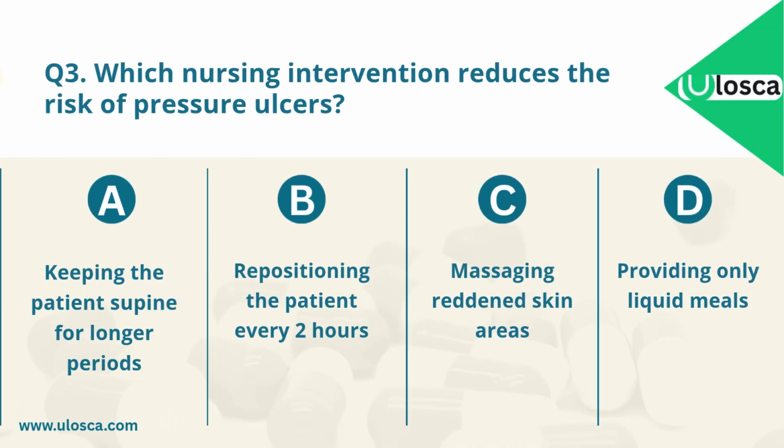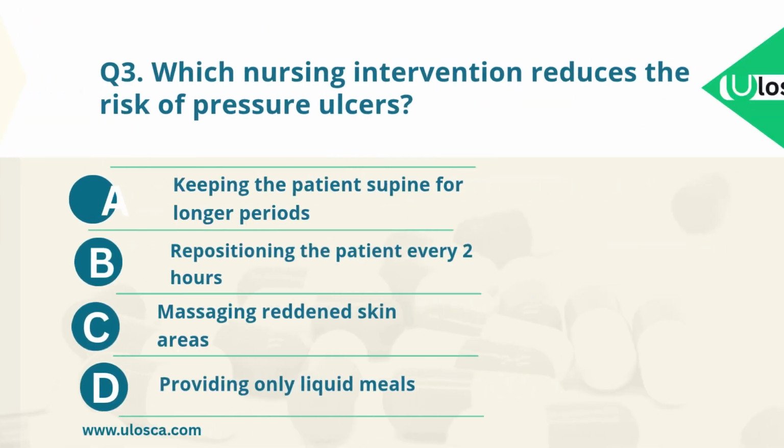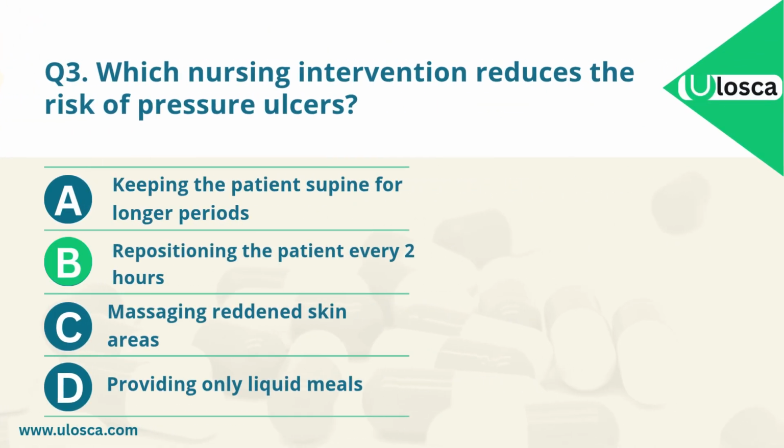Question 3. Which nursing intervention reduces the risk of pressure ulcers? A. Keeping the patient supine for longer periods. B. Repositioning the patient every 2 hours. C. Massaging reddened skin areas. D. Providing only liquid meals. Which one is the correct answer? The correct answer is B. Repositioning the patient every 2 hours.